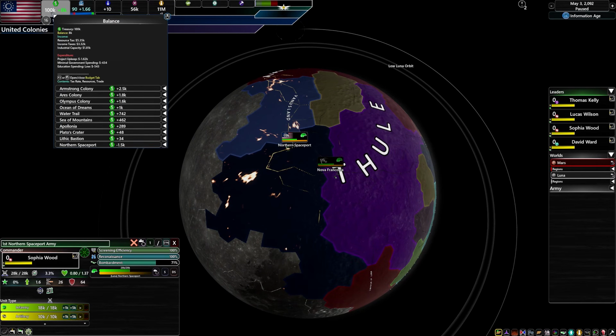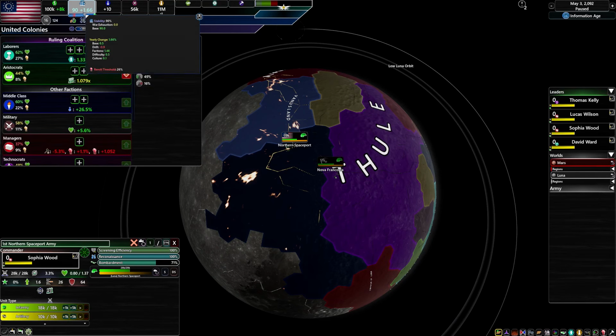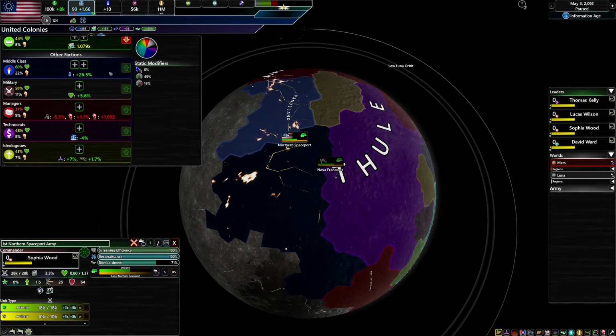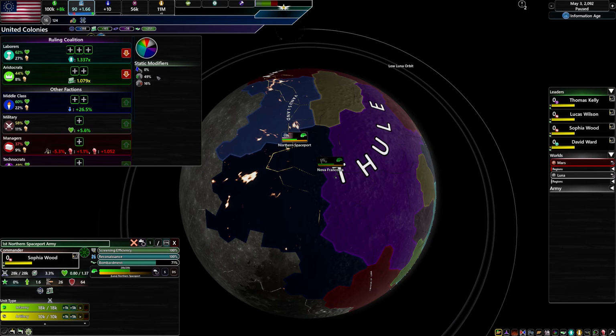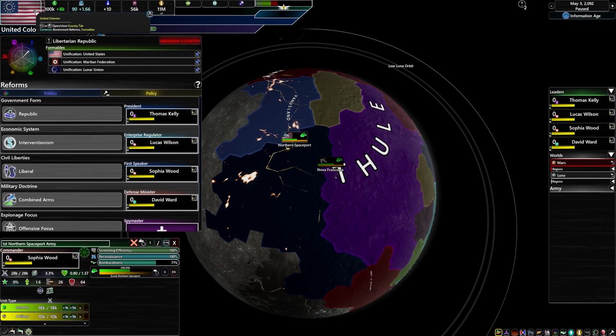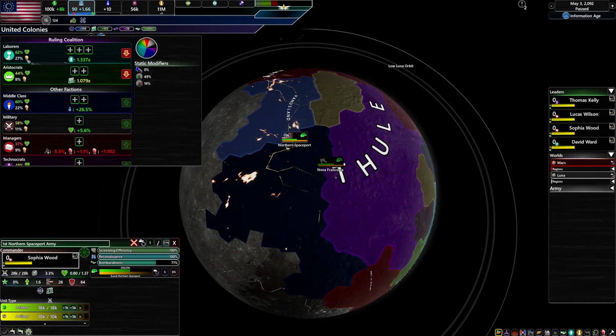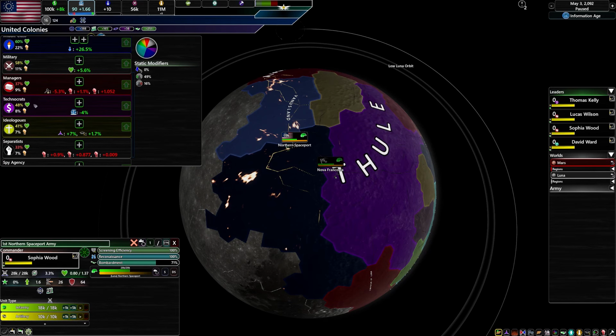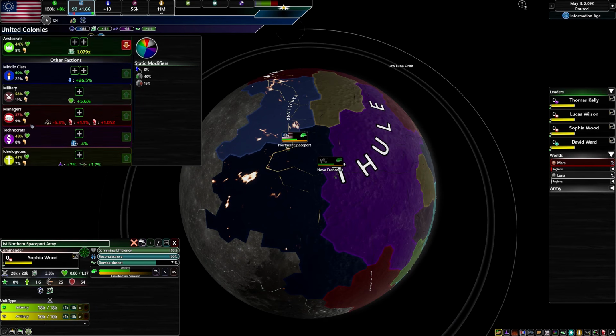So the first thing that you want to do is handle your factions. A lot of people struggle with this, but the important thing about factions is to keep this number as high as possible while keeping this number as low as possible. So the United Colonies, being a liberal republic, naturally has a relatively high approval among its laborers and its middle class, but has a lot of problems when it comes to the bureaucratic and ideological factions.